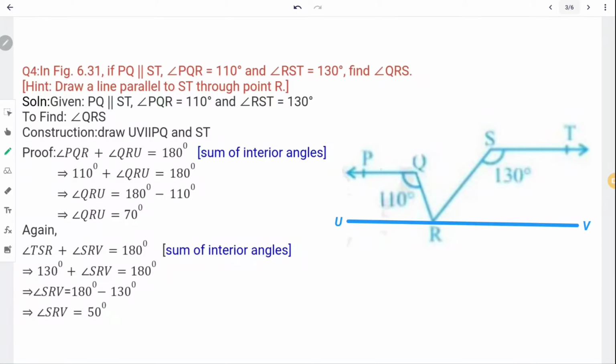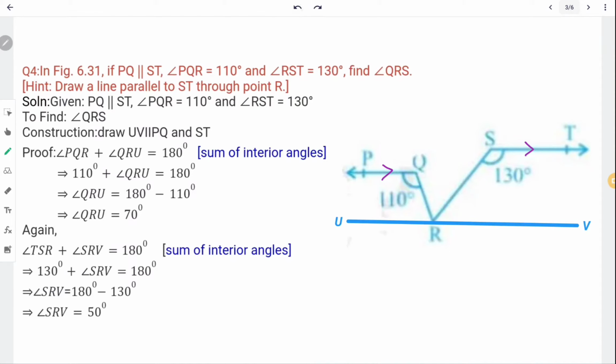All right, question number 4 again. So they've given us what? PQ is parallel to ST. All right, and then PQR is 110 degrees, and then RST. So RST, always look at the middle, this is 130 degrees. We're also to find angle QRS. So if you look at QRS, this is the angle that we're supposed to find out.